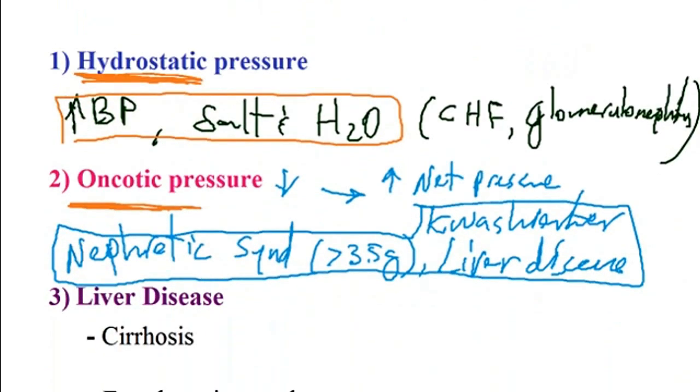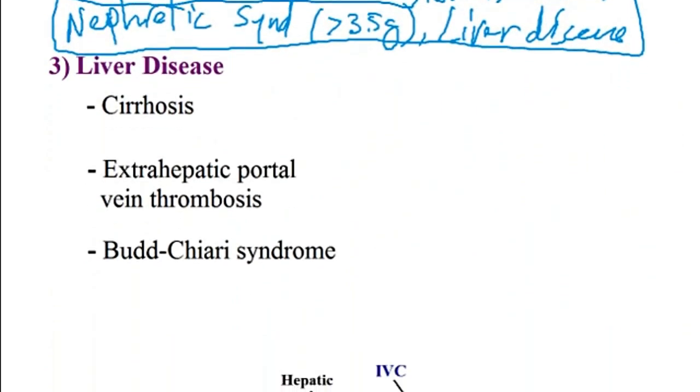And then one other condition I would like to discuss with you is the liver disease, which can affect both the hydrostatic as well as the oncotic pressure. So what happens with the liver disease is that there could be low production of albumin, as a consequence of which there would be decreased oncotic pressure, and so fluid will now leak into the interstitial space.